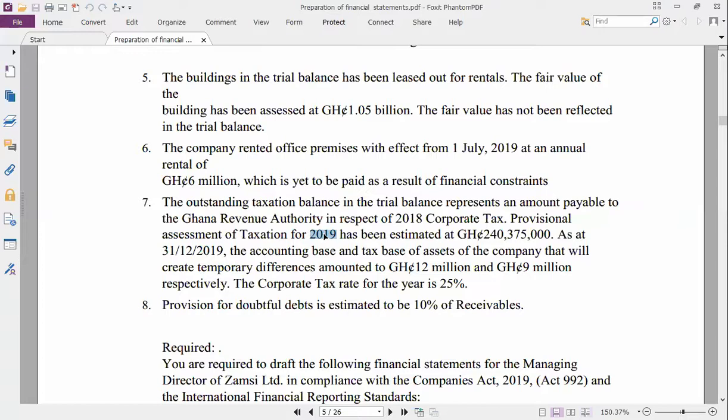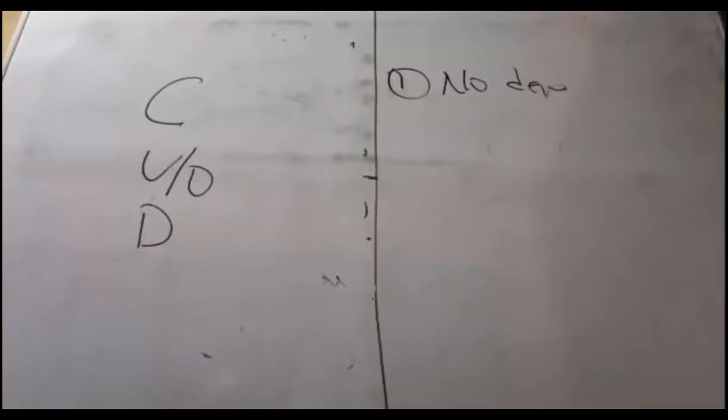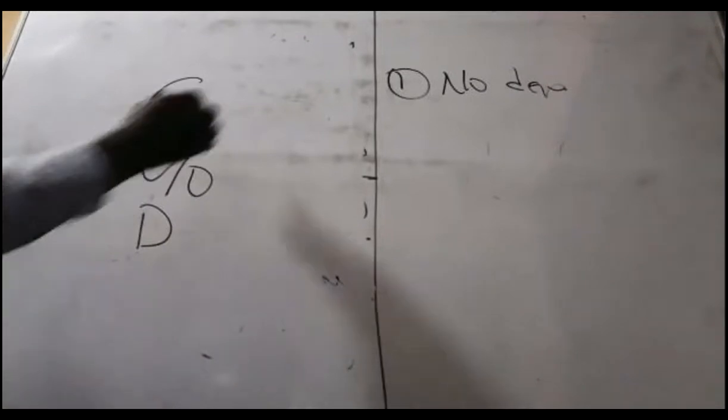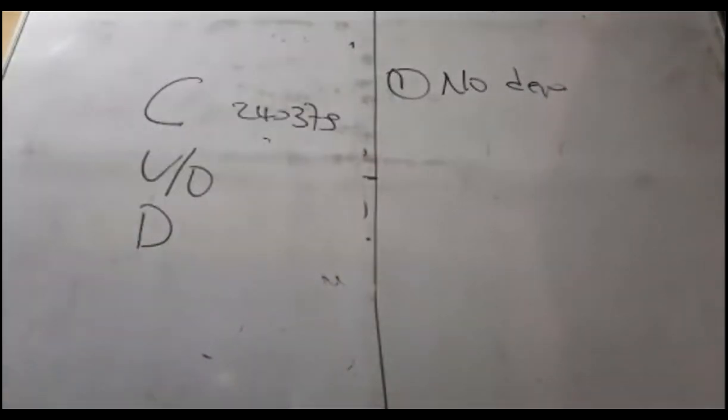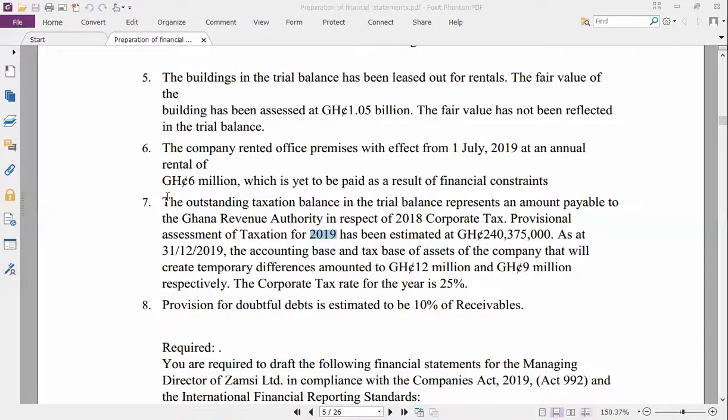That is perfect. So this is the C. The C is 240,375. That's the current year tax. Then you go again, look for under and over. If it's there, you pick. If it's not there, you leave it. Good.